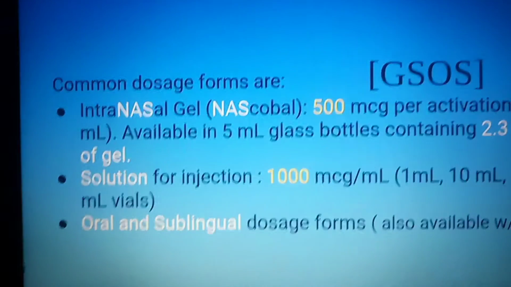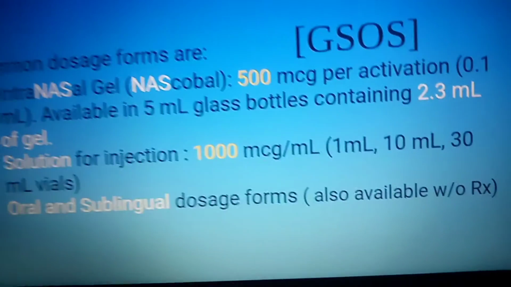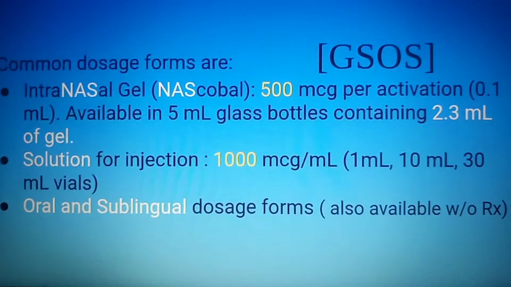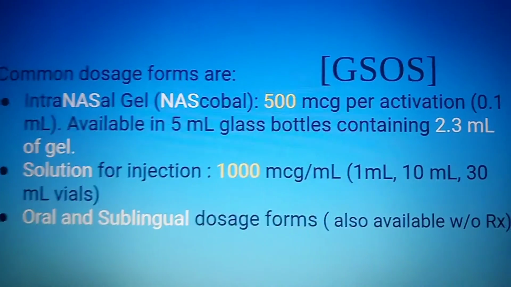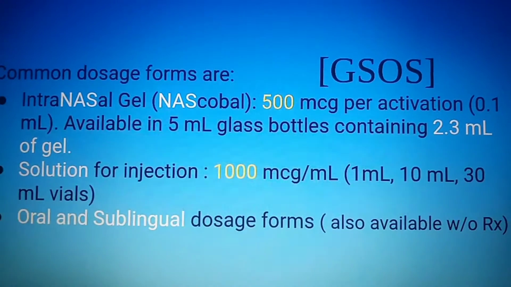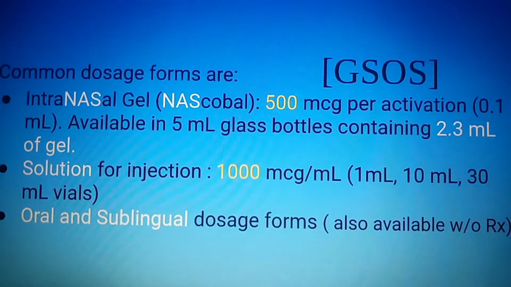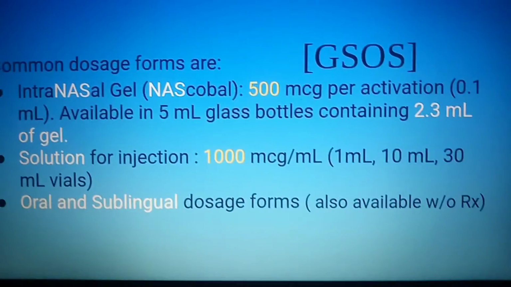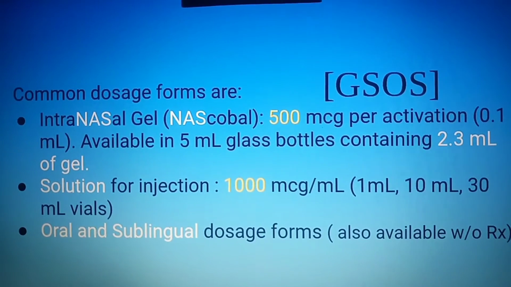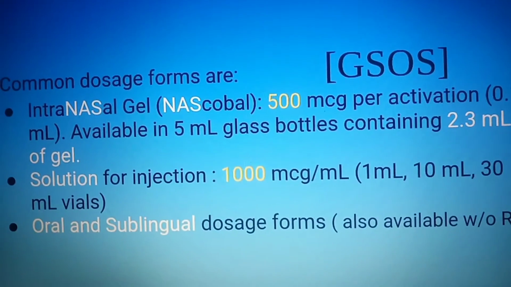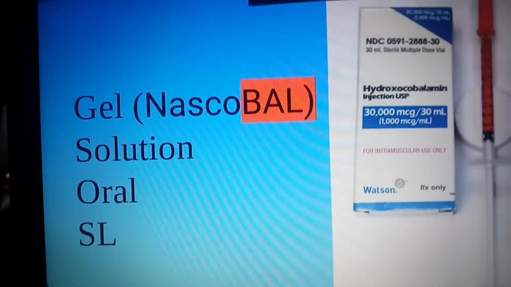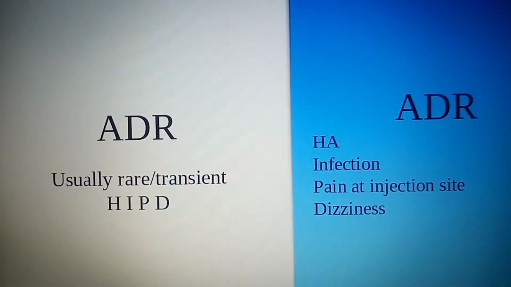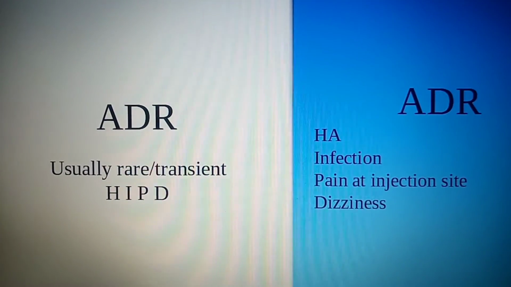Dosage forms are gel, solution, and the oral and sublingual dosage forms are available without a prescription. In the gel form, you have 500 micrograms per activation. The solution has 1,000 micrograms per milliliter. That's gel, solution, oral, and sublingual dosage forms. Okay. Adverse drug reactions are headache, infection, pain at the injection site, and dizziness.